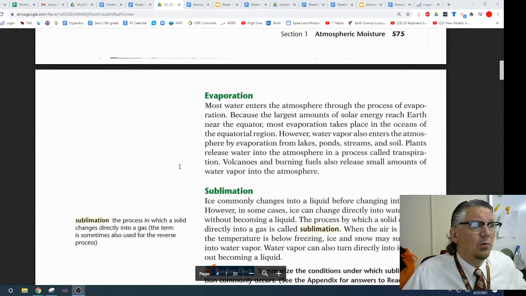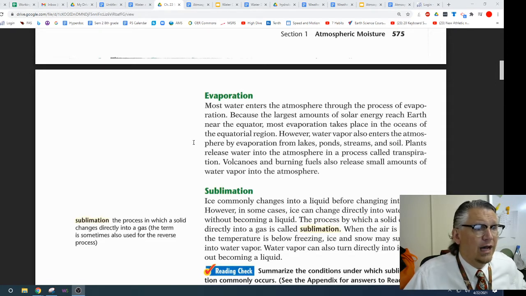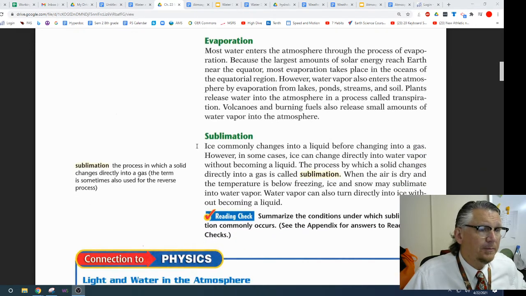Evaporation. Most water enters the atmosphere through a process of evaporation. Because the largest amounts of solar energy reach the Earth near the equator, most evaporation takes place in the oceans of the equatorial region. However, water vapor also enters the atmosphere by evaporation from lakes, ponds, streams, and soils. Plants release water vapor into the atmosphere through a process called transpiration. Volcanoes and burning fuels also release small amounts of water vapor into the atmosphere.